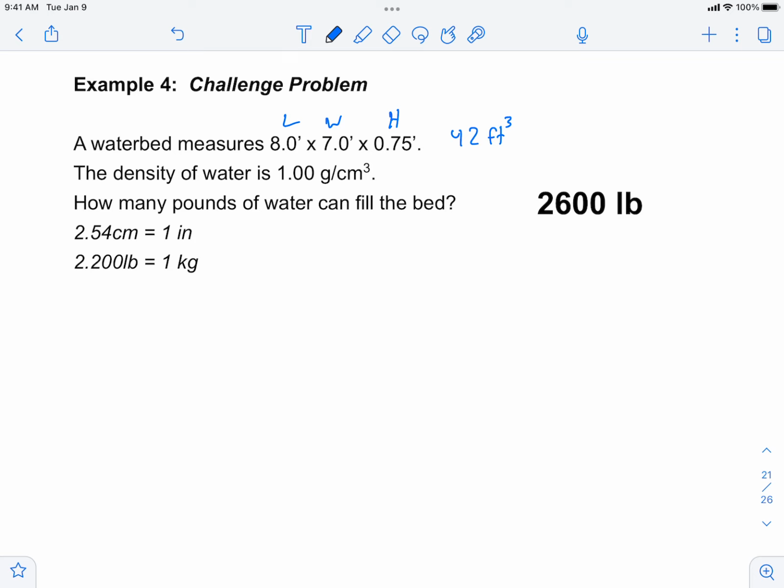They give you the density of water, 1 gram per cubic centimeter. How many pounds of water can fill the bed? All right, so how many pounds? Pounds is mass. They're asking for mass. So density is mass over volume, which means you'll be multiplying the density by the volume to find the mass. Now the density is given. We have the volume, but there's a little bit of a problem.